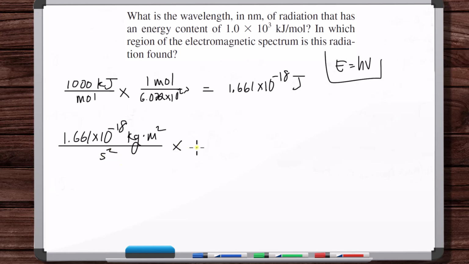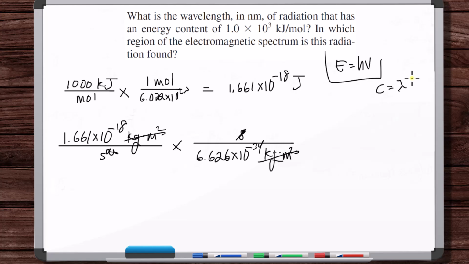Okay, now let's bring in Planck's constant. So we've got 6.626 times 10 to the minus 34, and the units of Planck's constant are kilogram meter squared per second. So kilogram meter squared goes away, and we're left with just per second, which makes sense, we're in frequency here. Okay, so now we have the relation between the speed of light, wavelength, and frequency. We want to get to wavelength.